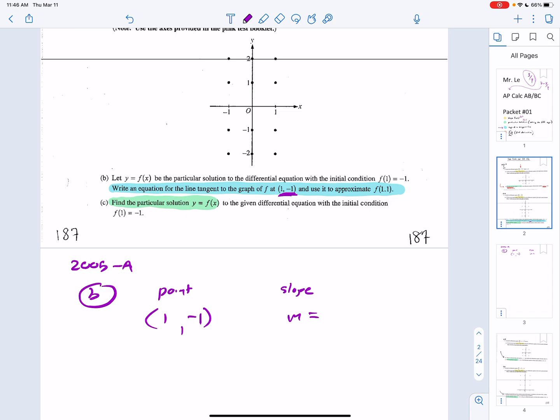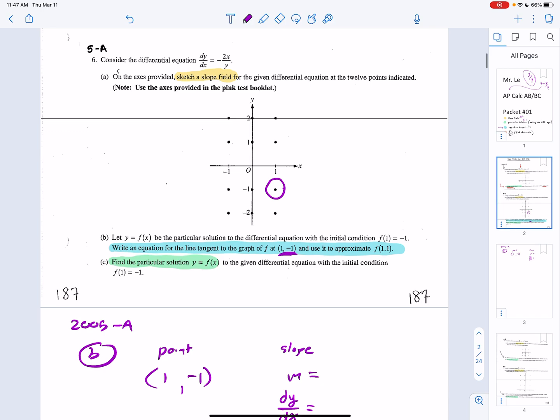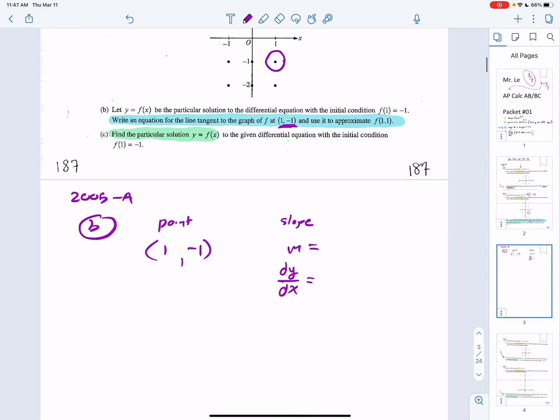One thing you have to remember is that slope is the same thing as the derivative. Okay? And at 1 comma negative 1, it's actually right here. You figured out what that slope is, but I kind of erased it. But if you plug this back in, negative 2 times the x-coordinate over the y-coordinate, you end up getting a positive 2. That right there is our slope. Easy peasy. Now that you have a point and a slope, you just put it in slope form.